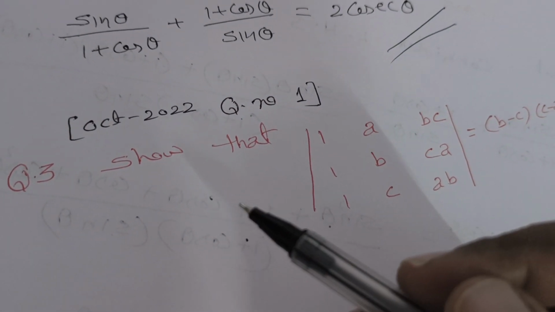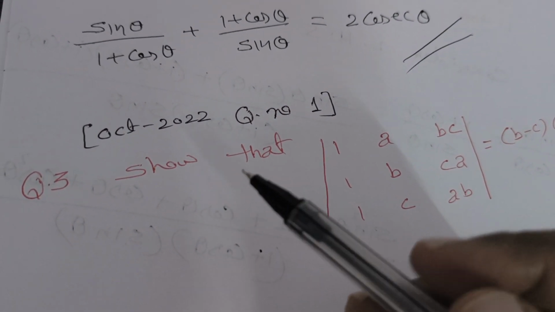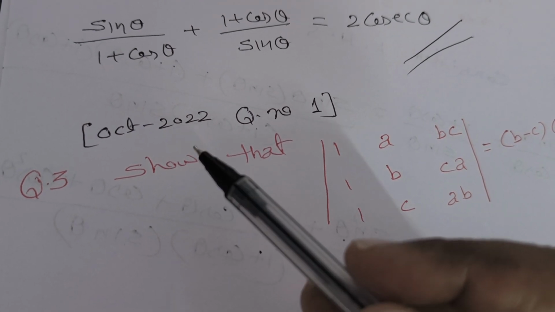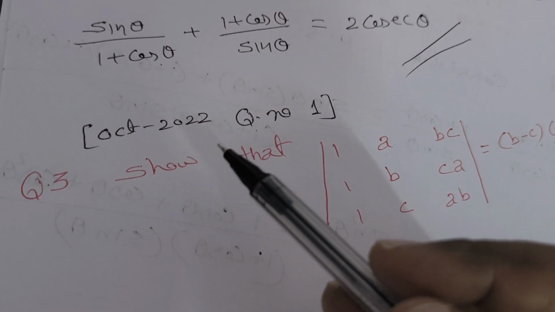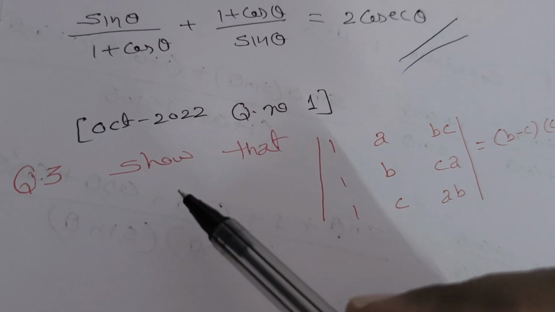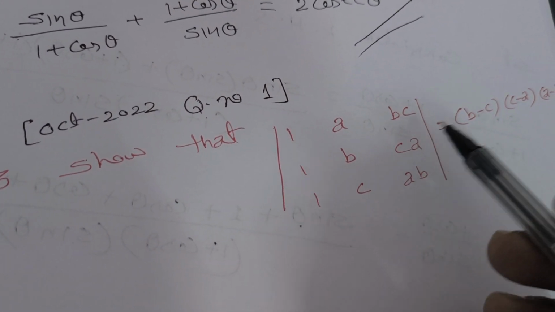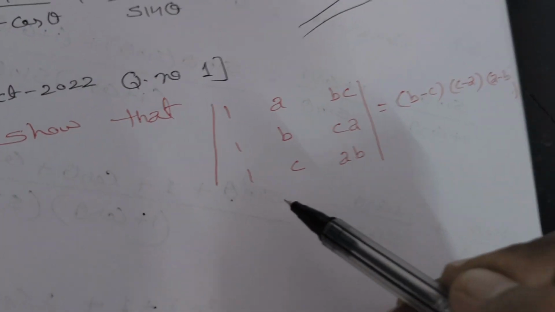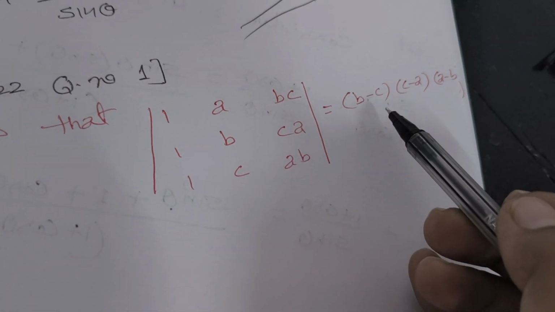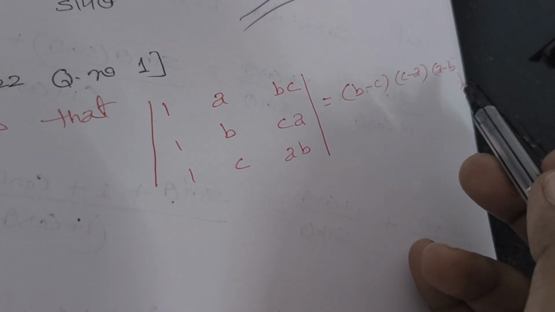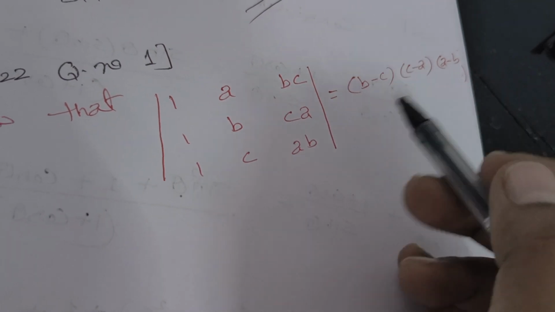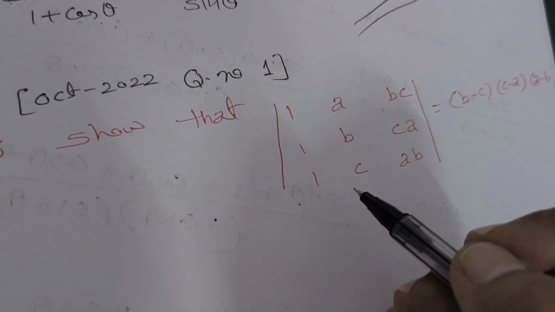Now we are solving previous year question papers. This is October 2022 question paper. Question number 1. We have to show that the determinant of 1 a bc, 1 b ca, 1 c ab is equal to (b minus c)(c minus a)(a minus b). So first we will consider the left hand side.